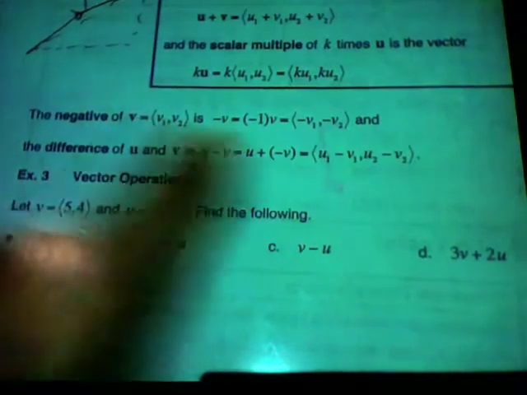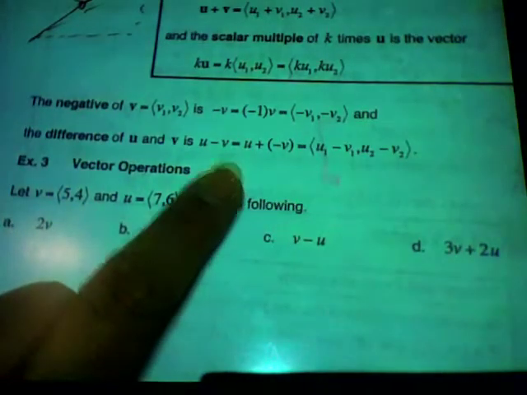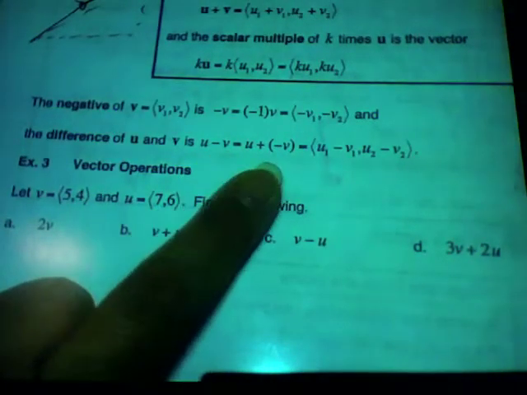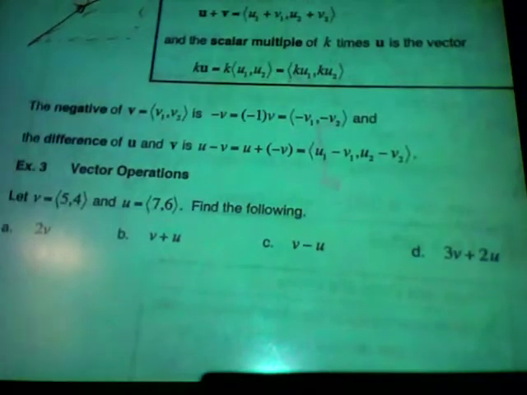Doesn't it make sense? I would multiply -1 through. And here they're showing you the difference. Do we really need to multiply one of the vectors by -1 to subtract them? You won't see me doing that. All right, so let's do some easy vector operations.